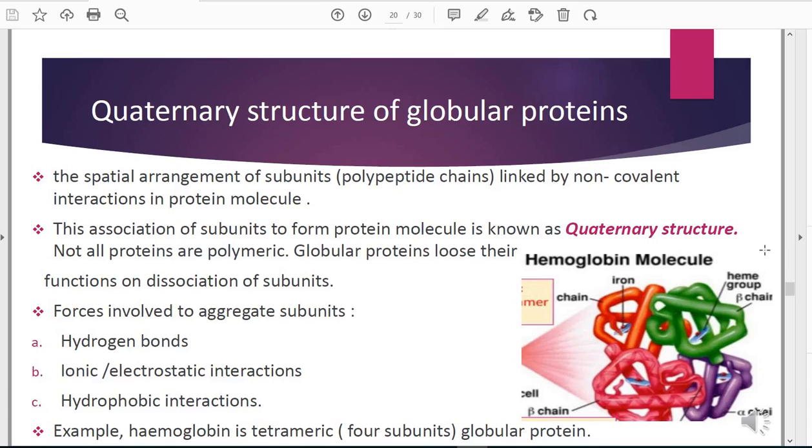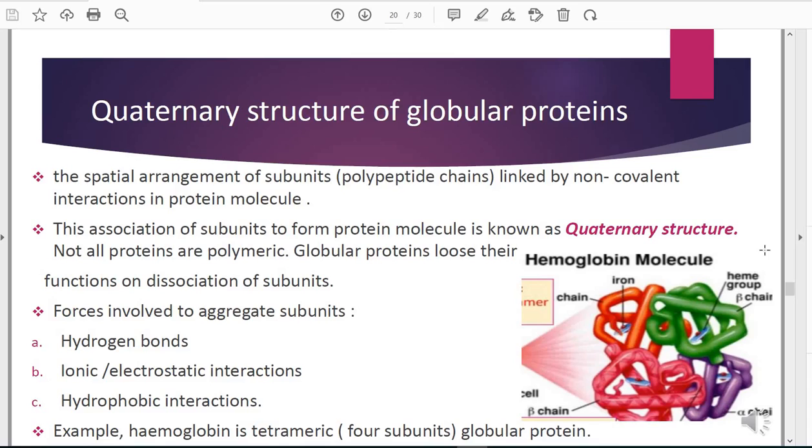Penta means 5 subunits. Hexa means 6 subunits, and so on. Di is 2, tri is 3. So hemoglobin is a tetrameric protein formed of 4 subunits. These 4 subunits are connected to form the quaternary structure of hemoglobin. This is called the quaternary structure.